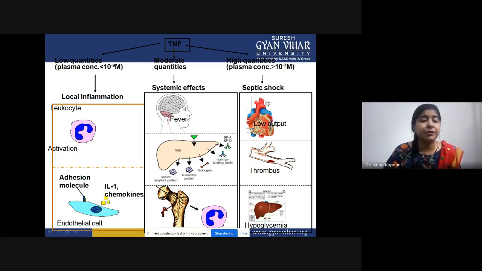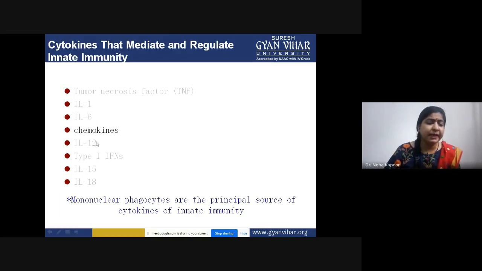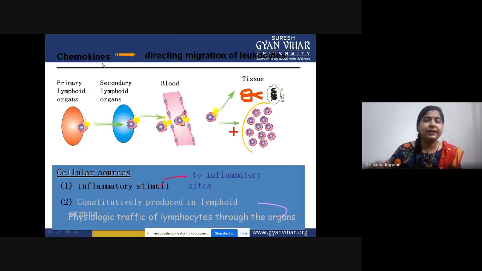If it is produced in high quantities, the basic thing is that it is released in high quantities in response to some septic shock. For example, if some thrombus or blood clot is happening, or a hypoglycemia problem is there. Then next is chemokines. What are the chemokines? These chemokines are basically chemotactic factors that attract the leukocytes to the site of infection.